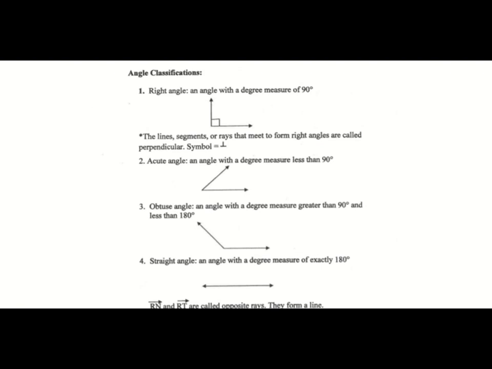So now that we know how to name angles, we're going to look at a couple of different types of angles. We can classify angles into different categories. So our first category is a right angle. And a right angle has a degree measure of 90 degrees. That means that this little box right here, there is 90 degrees inside this angle.